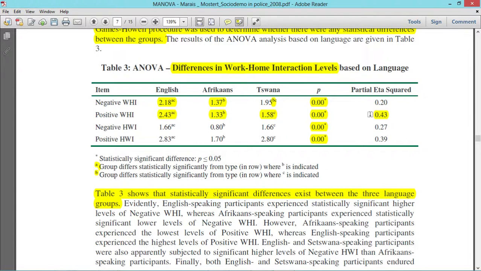But the only reason I'm mentioning that is in case the lecturer, for example, in a question that relates to ANOVA, asks you, okay, which sub-level or which level of work-home interaction has the highest effect size. Then you'll look at partial eta squared, and you'll look at the row that has the highest number under that category, and then that will be the level of work-home interaction that has the greatest effect size.